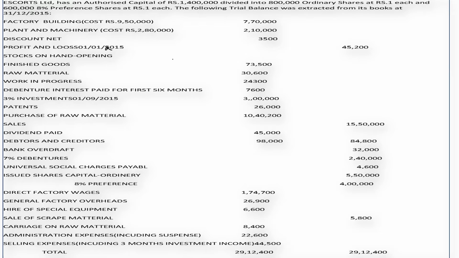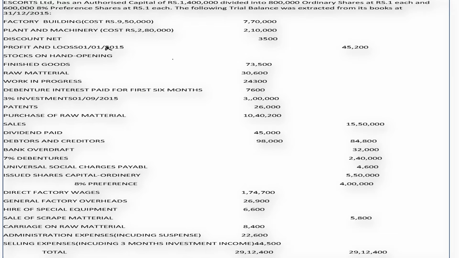Debenture interest paid for first 6 months 7,600. 3% investments as on 1/9/2015, 3 lakh. Patents 26,000. Purchase of raw material 10,40,000. Sales 15,50,000. Dividend paid 45,000. Debtors and creditors: debtors are 98,000, creditors are 84,800. Bank overdraft 32,000.